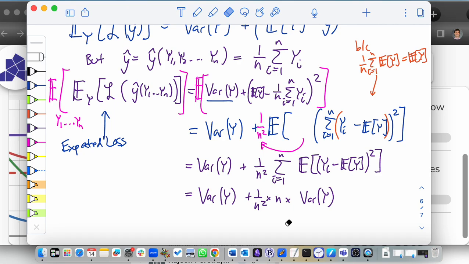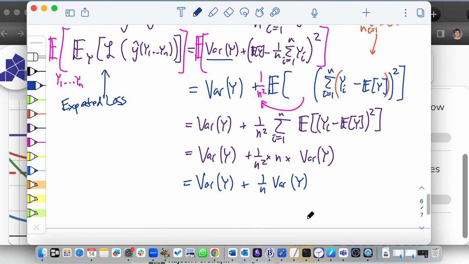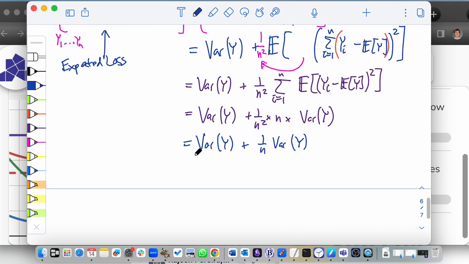So what is the overall effect? We have a 1 over n squared fighting an n, and so the final answer, let's do that in blue, is the variance of y plus 1 over n also times the variance of y. And this is exactly the function that goes down like 1 over n, but approaches a constant. So this first variance of y, this is the irreducible error.